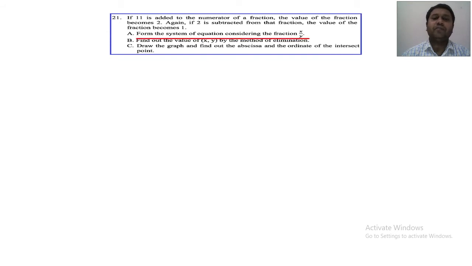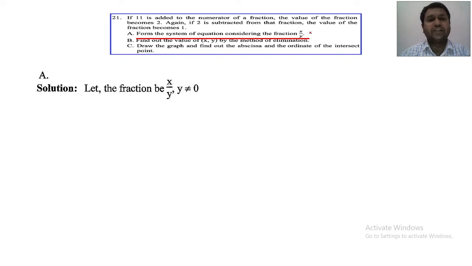Look here. Question A tells you to form the system of equations considering the fraction x by y. So what did the question tell you? If 11 is added to the numerator of a fraction, the value of the fraction becomes 2. So which one is your numerator? Let the fraction be x by y, with y not equal to 0, because if y equals 0 it is not acceptable. Okay, fine. So what is the numerator here? The numerator is x and the denominator is y.